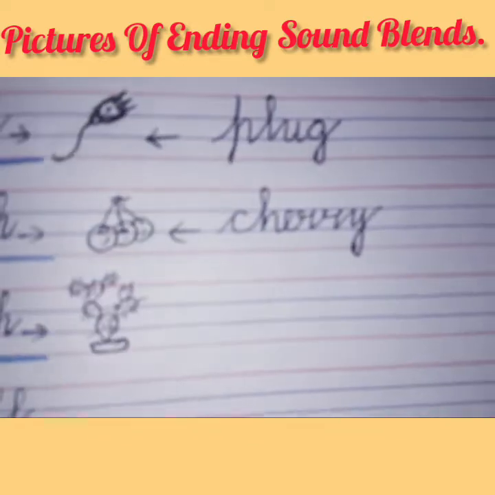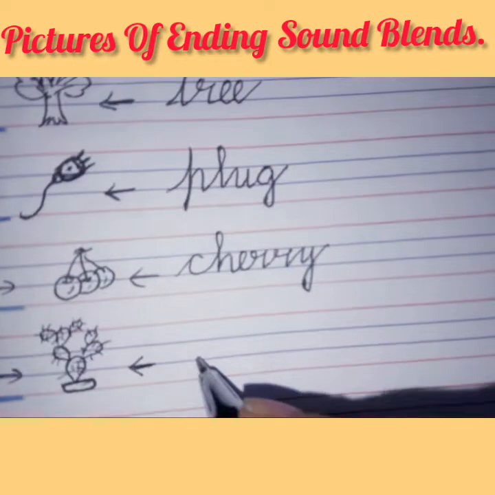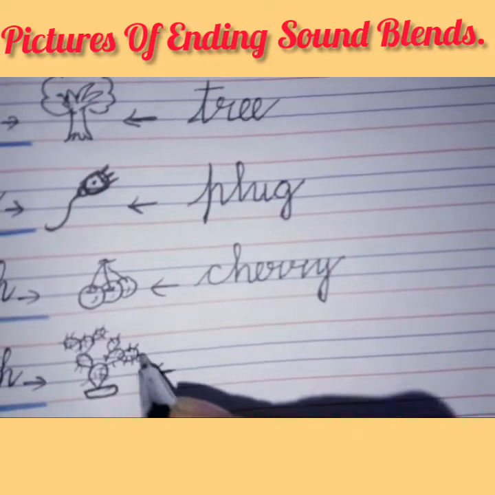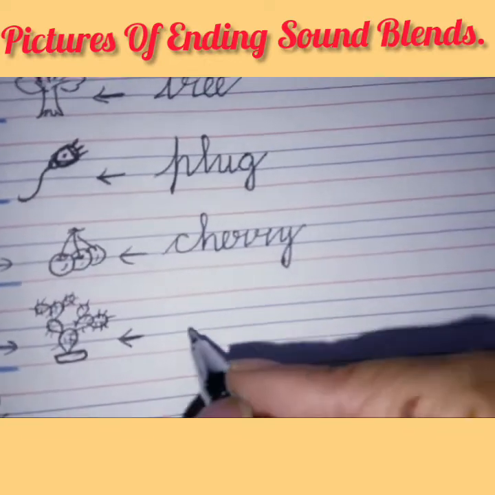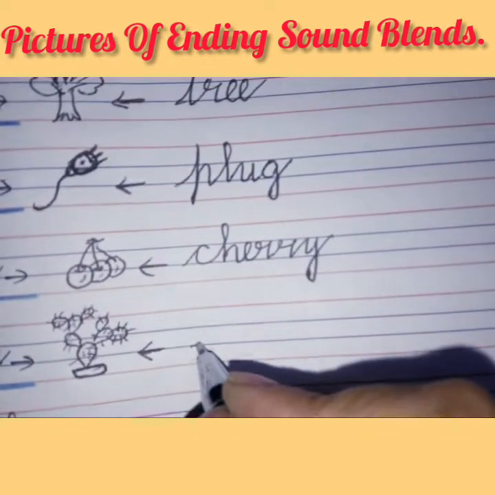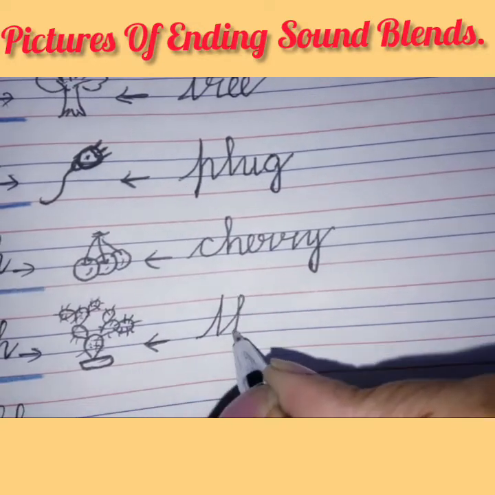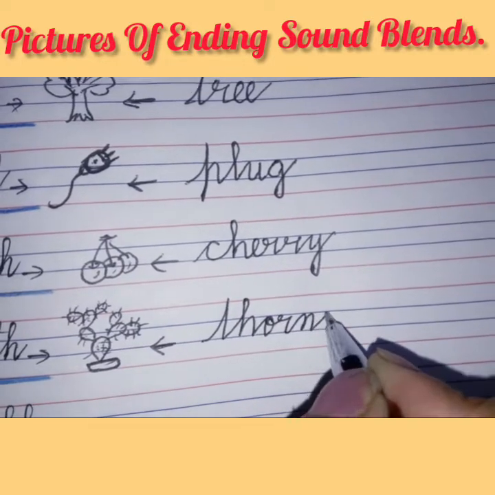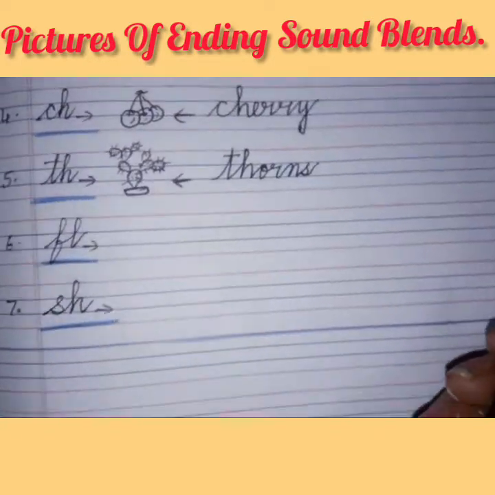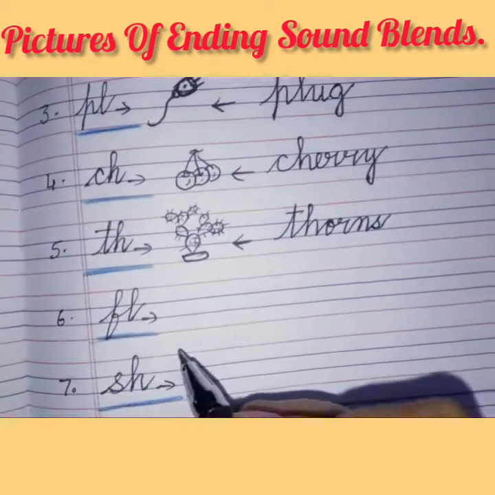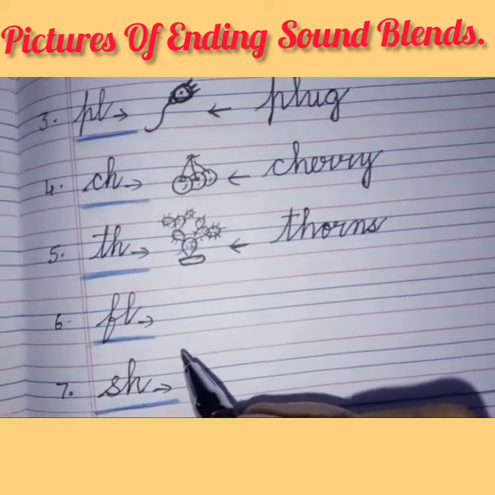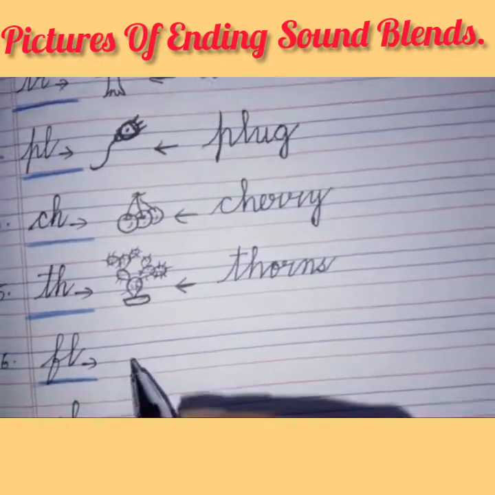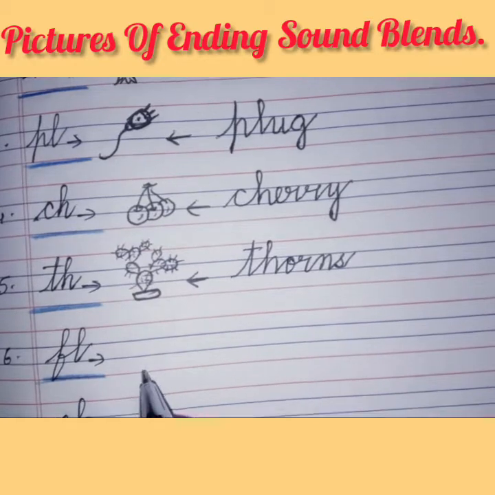These are thorns, means kaate. It's a cactus plant and we always see so many thorns in the cactus plant. So, write the spelling of thorns. THORNS, thorns. Okay? Now write 6. Our sixth sound is FL, fla. Fla is a beginning sound blend word. Okay, so we will draw a flag here.